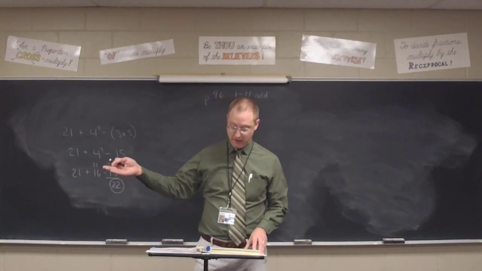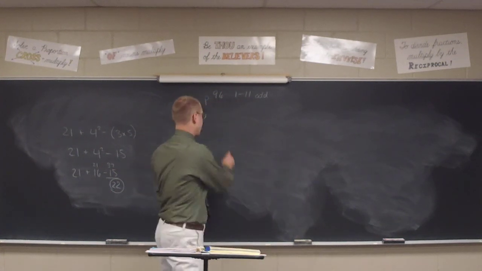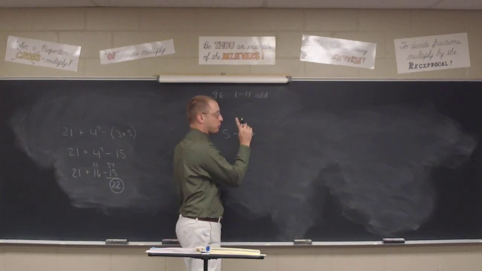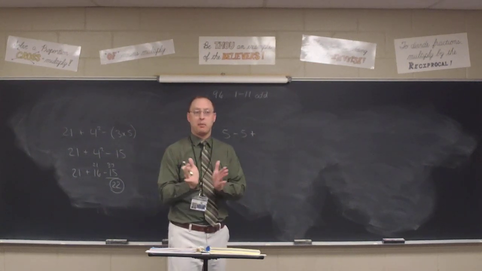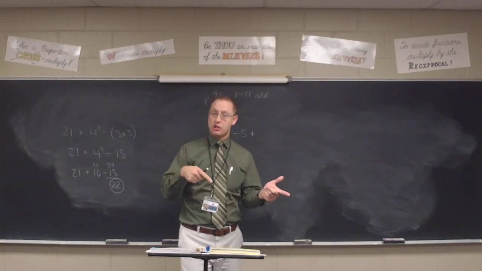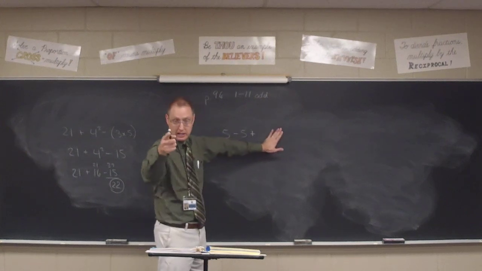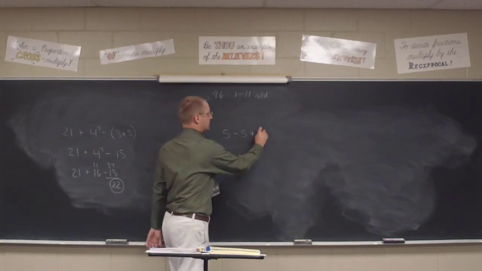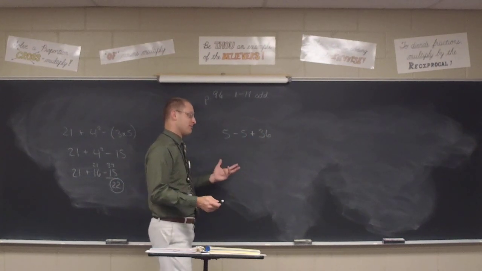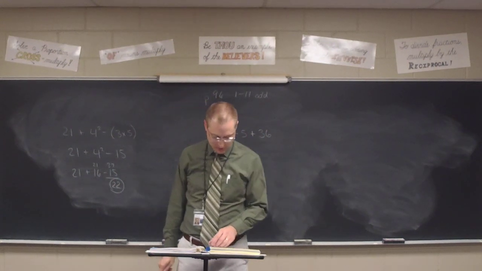Divide. 25 divided by 5 is 5. I can't do the minus 5 yet. I can't do the plus 3 yet because the 3 and the 12 are up against each other, class. That means they're being multiplied, and that's going to go in the same step as the division, right? I've divided. I'm also going to multiply to get 36. So now I take it in order. 5 minus 5 is 0, plus 36. 36 should have been our answer for number 9.